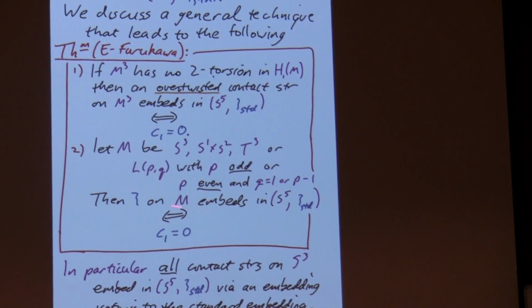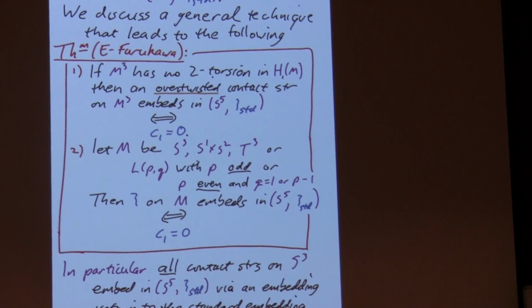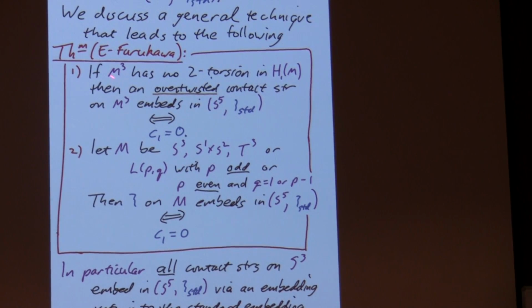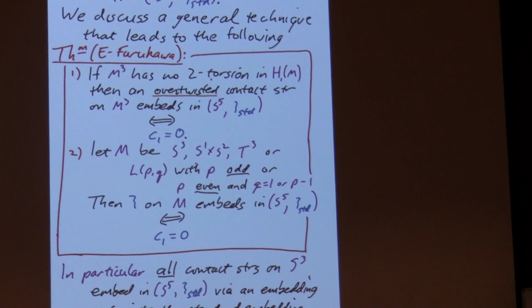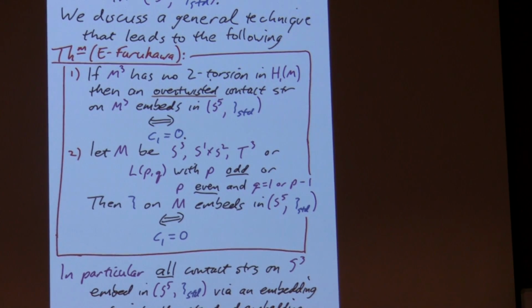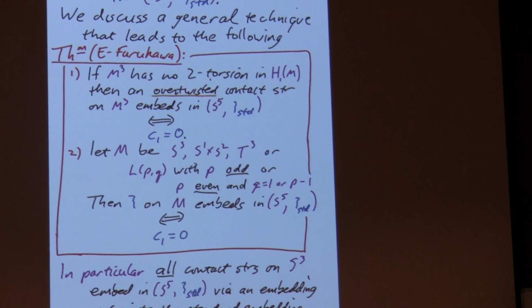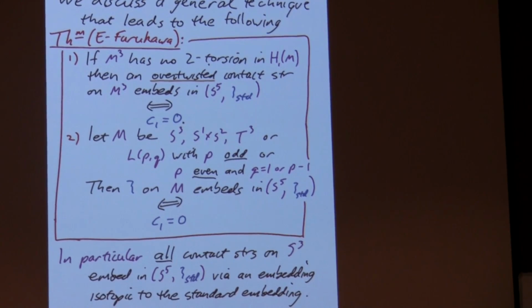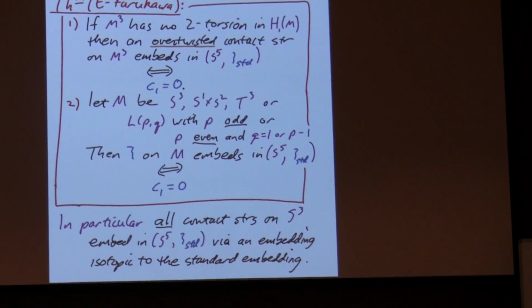But using these braided embeddings, we can get some partial results. In particular, if your 3-manifold has no 2-torsion in the first homology or second cohomology, whichever you prefer, then you can embed it in an over-twisted structure if and only if the Chern class is 0. Of course, that's a little bit restrictive, and we know over-twisted contact structures maybe aren't so representative of the sort of contact structures we're really interested in.